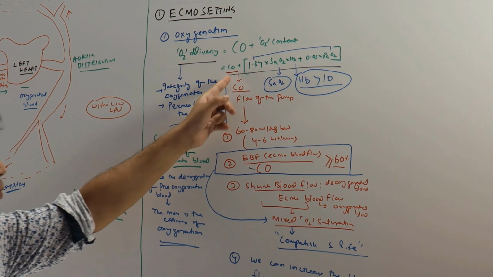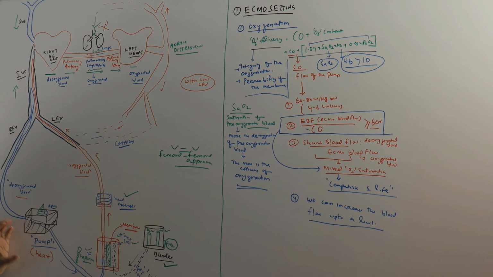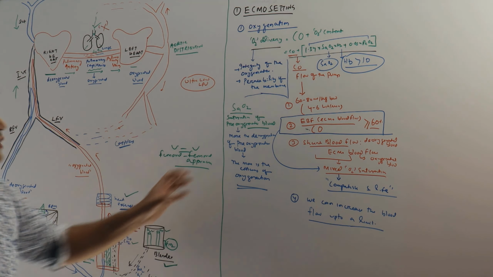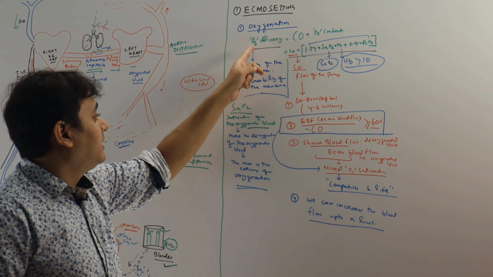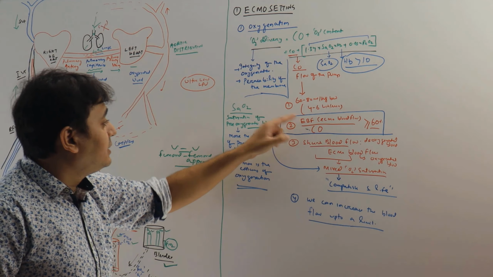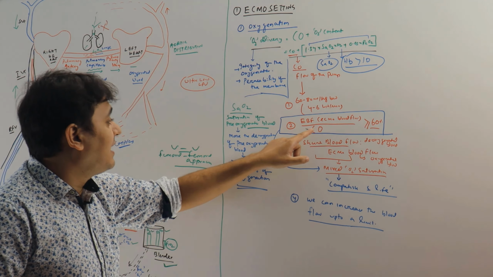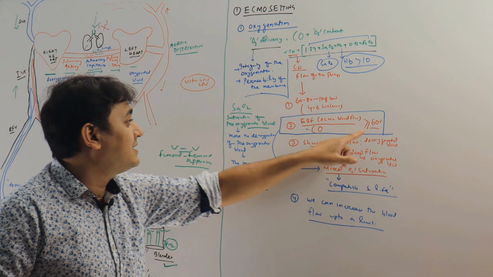Second thing will be cardiac output. In this case it is the ECMO blood flow, that is 60 to 80 ml per kg, and it has a limit. It cannot increase beyond a certain limit without producing complication. So that is the reason why we have to keep the hemoglobin more than 10 to optimize the oxygen delivery. At the same time, the ECMO blood flow divided by the cardiac output should be more than 60%.